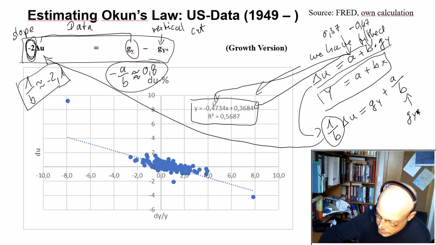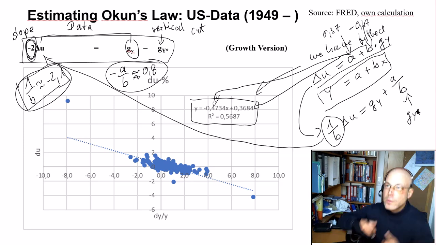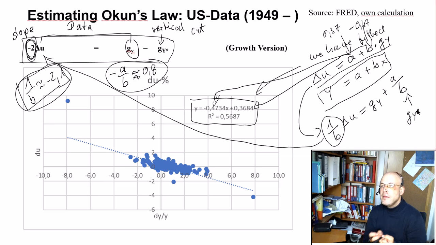So this now we can interpret, and then we find, well, even over this long time period, for US data still roughly the same dependence as Okun has found it within the 1960s, because he found roughly 2, and we also find roughly 2.